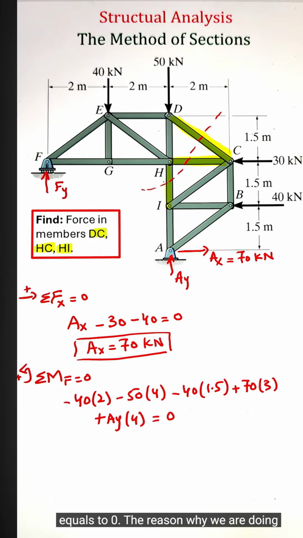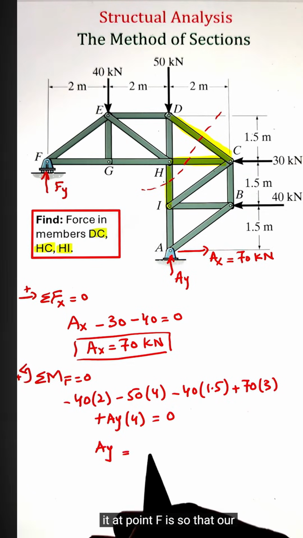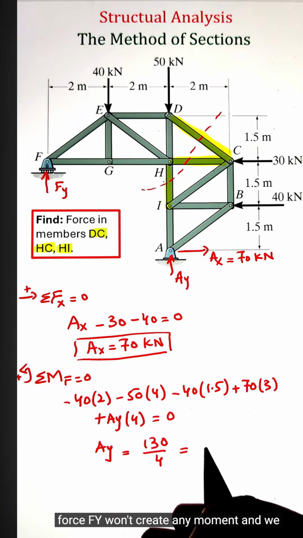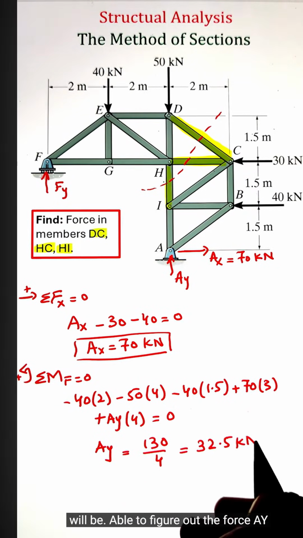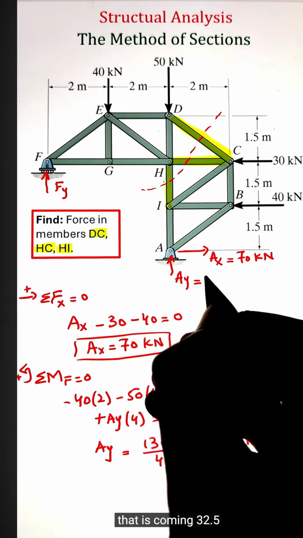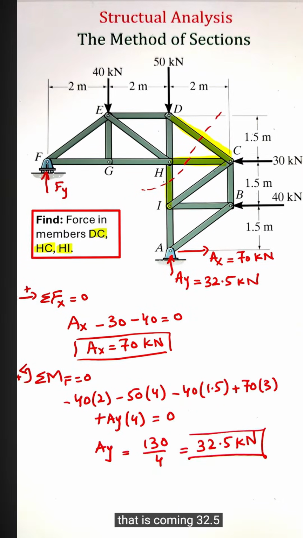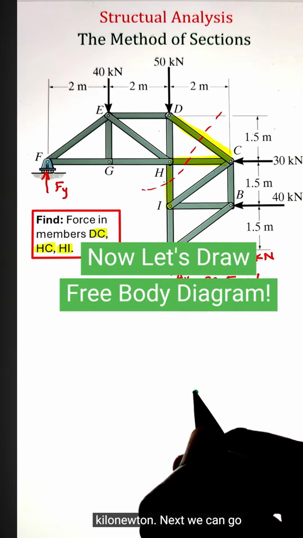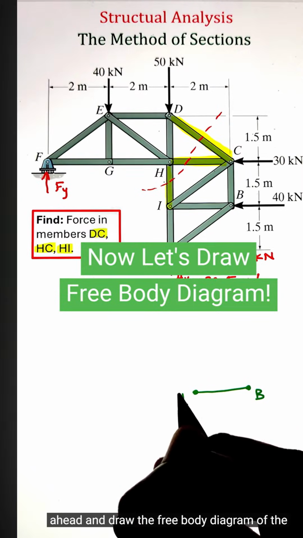The reason why we are doing it at point F is so that our force Fy won't create any moment, and we will be able to figure out the force Ay that is coming 32.5 kilonewton. Next, we can go ahead and draw the free body diagram of the selected section.